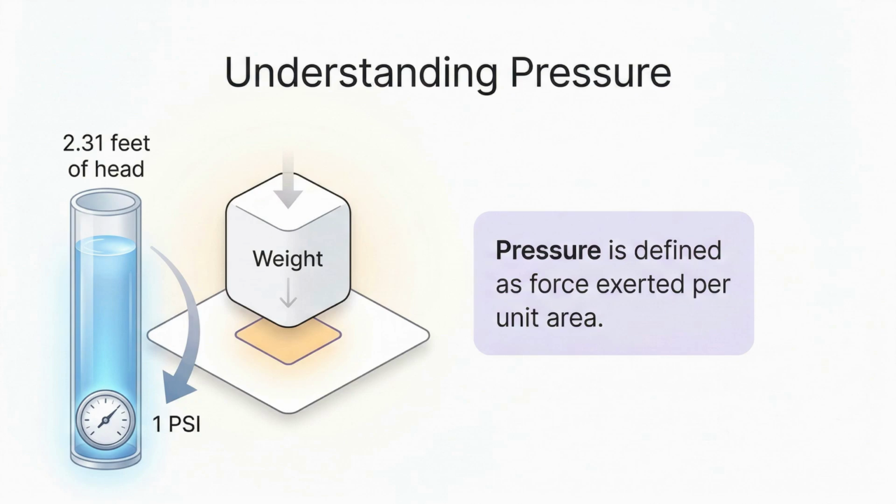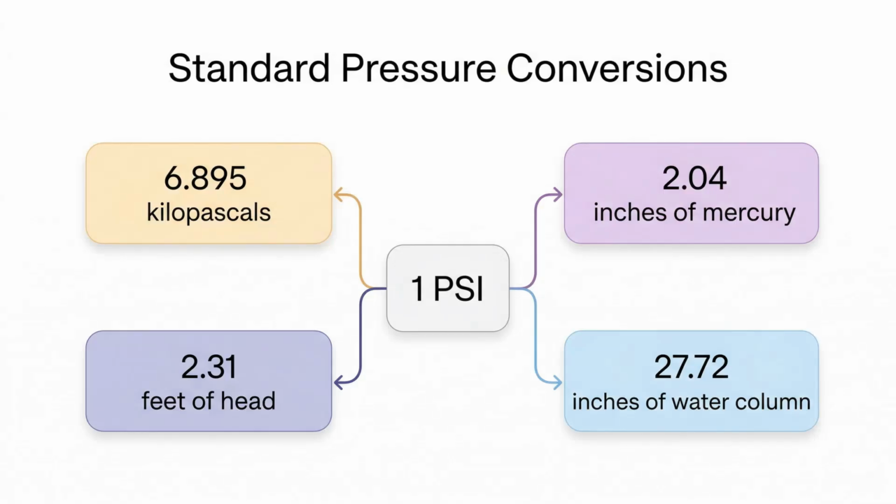Because different trades use different units, you need to know how to convert them. The easiest method is to use 1 psi as your home base. If you need to convert from feet of head to inches of water column, you first convert to psi and then to your final unit. This prevents you from having to memorize endless conversion factors.